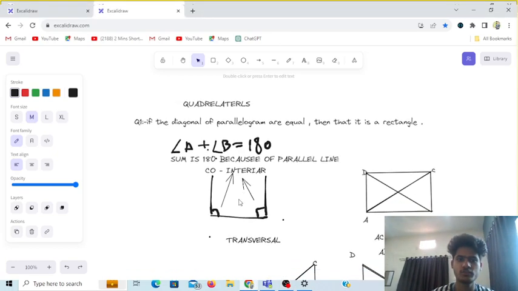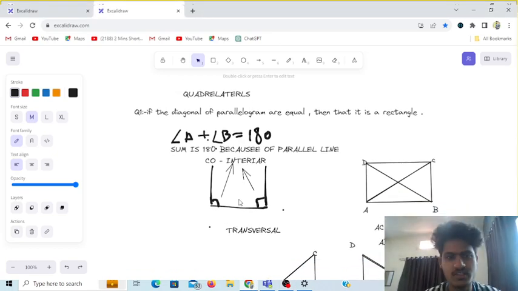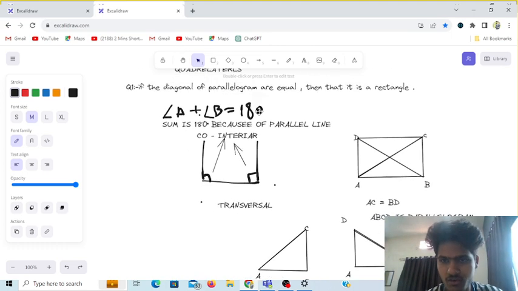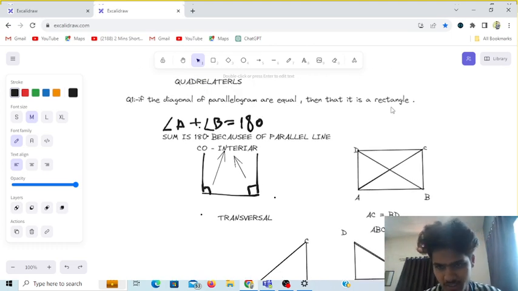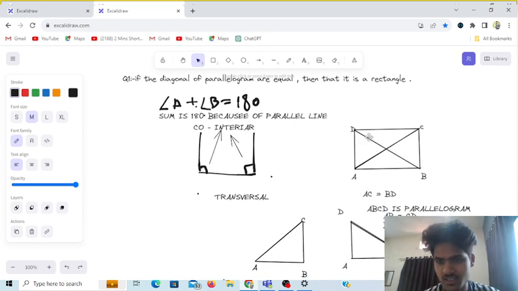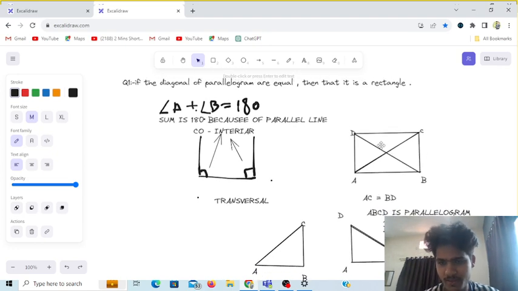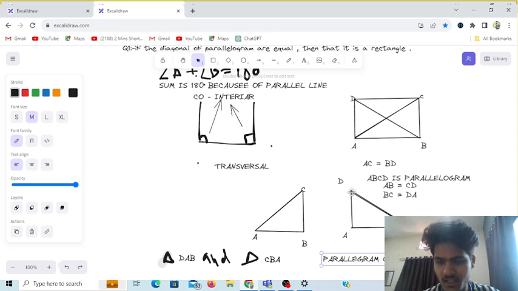Hello student. In today's video, we are discussing the Quadrilaterals, Class 9, Problem 1 in the NCERT. The question is: if the diagonals of a parallelogram are equal, then show that it is a rectangle. So let's consider ABCD is a parallelogram, and we have to show that it is a rectangle.